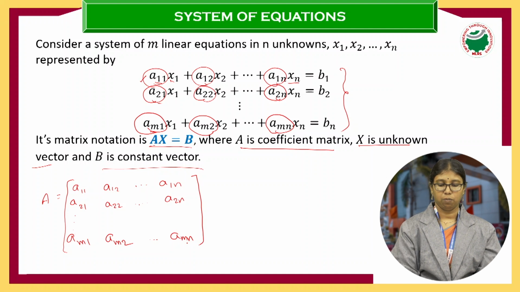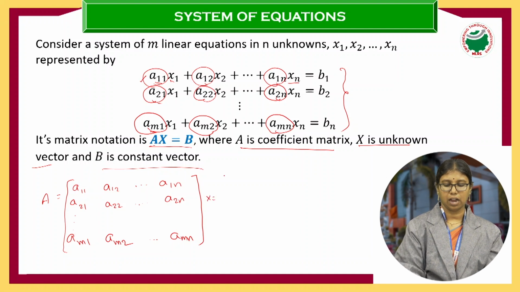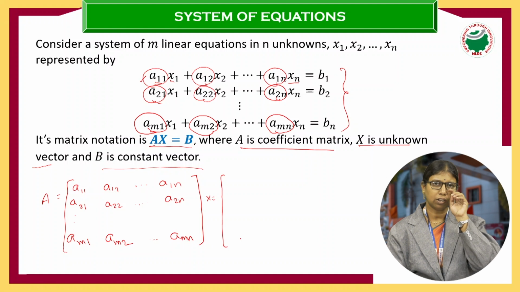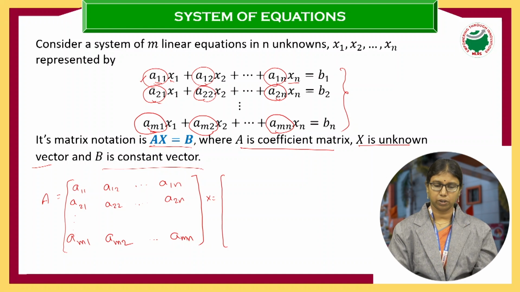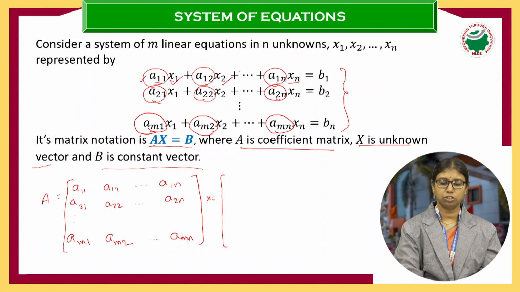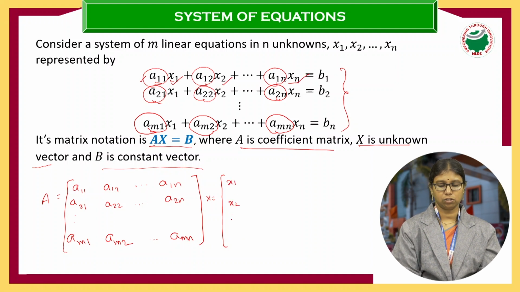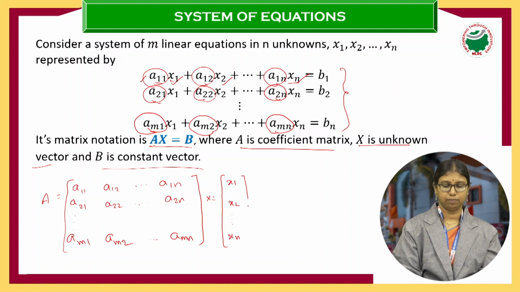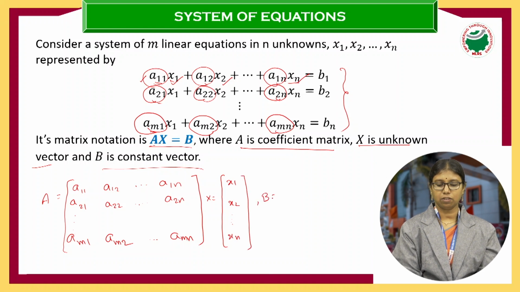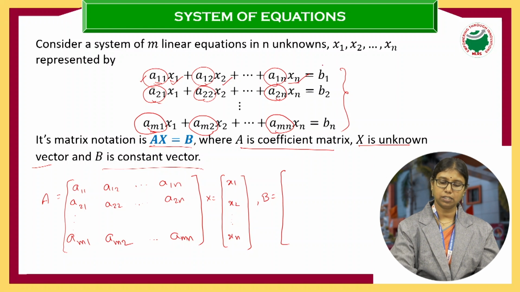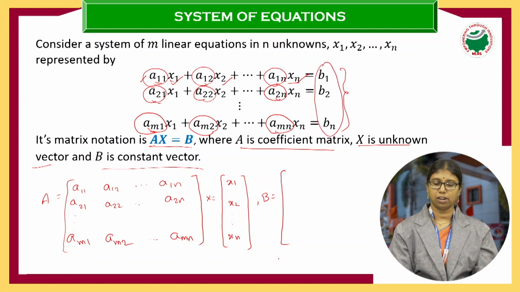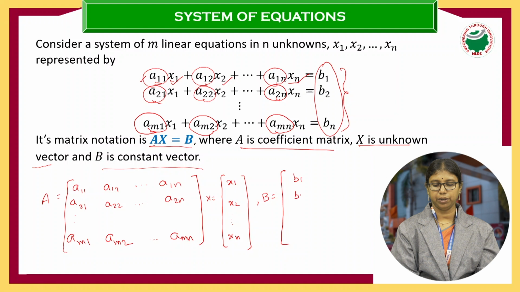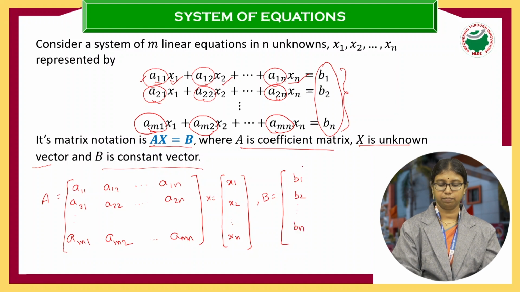Into x. What is x? x is the unknown vector. So you take a column vector with all the unknowns. What are the unknowns here? x1, x2 up to xn are the unknowns. Next, capital B is the constant vector. Here the constants are your right hand side values. Those are b1, b2 and so on bm.